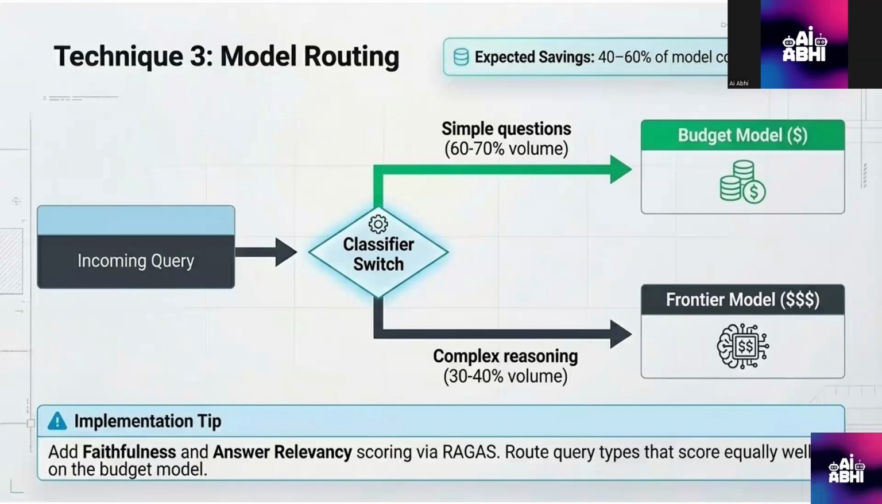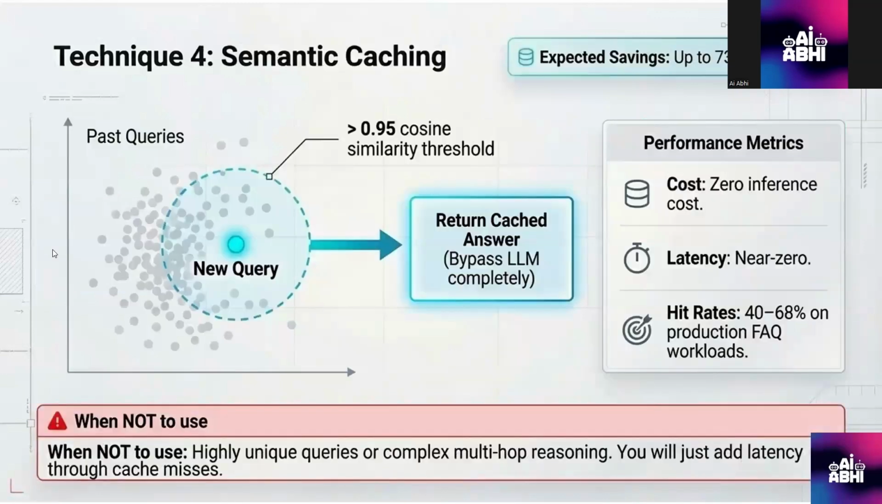The next technique is semantic caching. Here we expect savings of up to 73%. This is also high ROI for repetitive query load. Prompt caching saves money on a context prefix. Semantic caching saves money on entire queries that are similar to ones you have already answered.